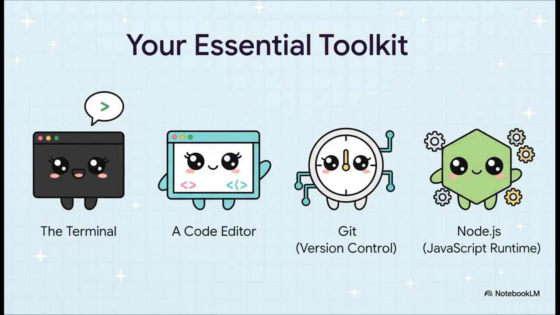So here are the big four. These are the core tools we're going to set up. You've got the terminal. Think of that as your command center. Then there's a code editor, which is basically your digital canvas. We've got Git to help you keep track of everything. And finally, Node.js, the engine that really makes modern web development go.